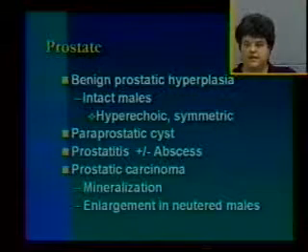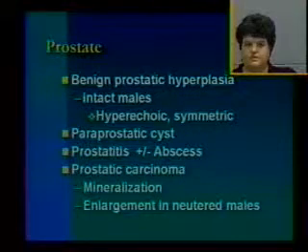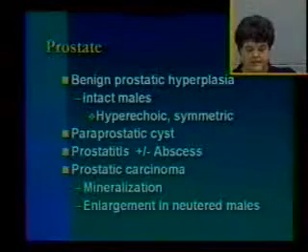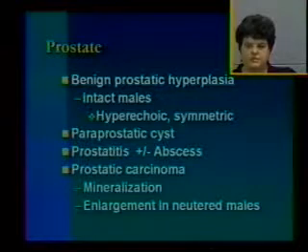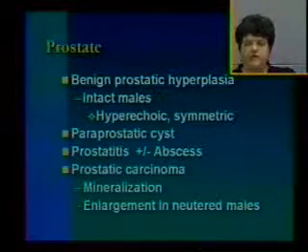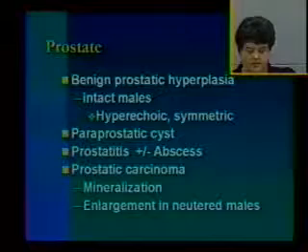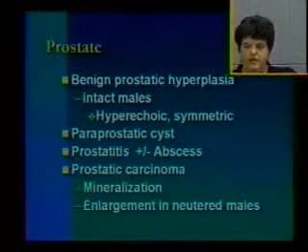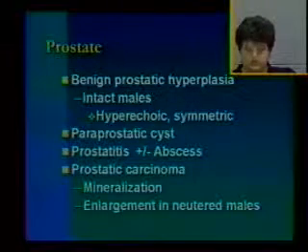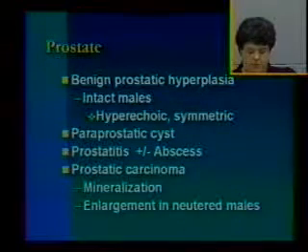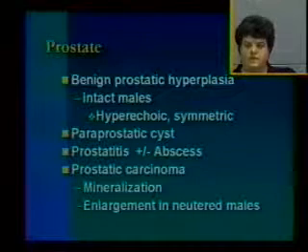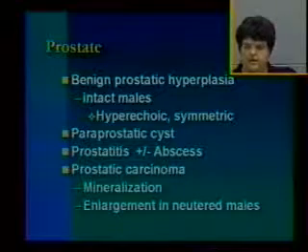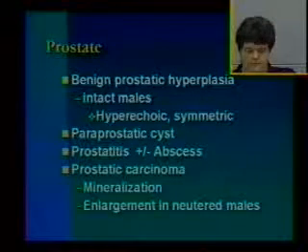And it's not going to have any evidence that it's destroying the capsule or it's lobulated in shape or anything like that. Versus a paraprostatic cyst, where you'll see both the prostate and then another large lobulation off of it. Or prostatitis, where you can have a very enlarged, very irregular, no longer symmetric prostate. And then finally, prostatic carcinoma, which is all of the abnormalities I described up above. It also can have mineralization within it.